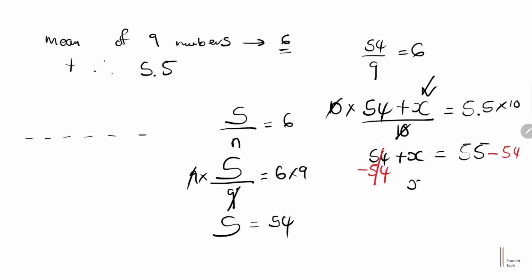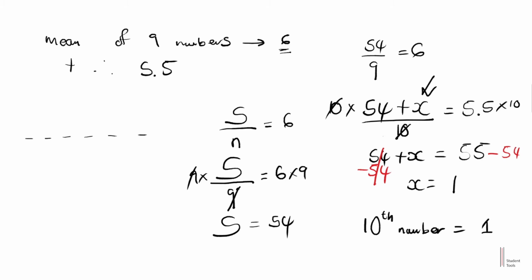And then x will be equal to 55 minus 54, that is equal to 1. And then what does that mean? The value which was added into the data set, or the 10th number which was added into the data set, was a 1. So the 10th number is equal to 1. And that is just how we do question 5.